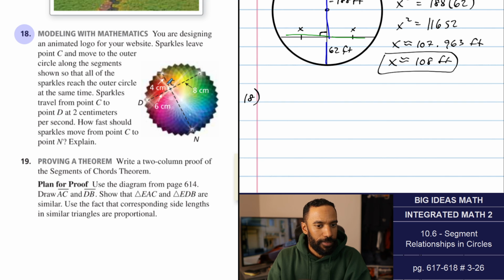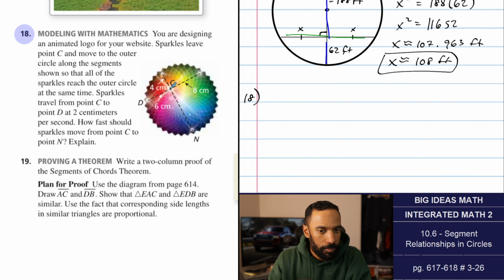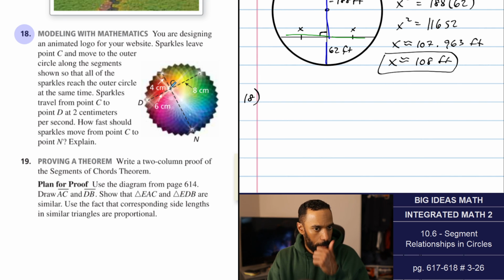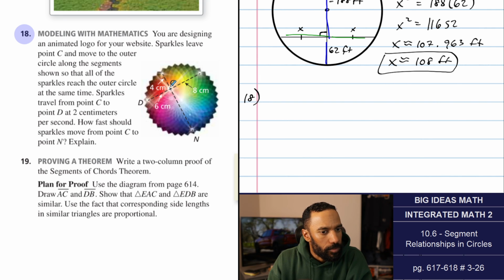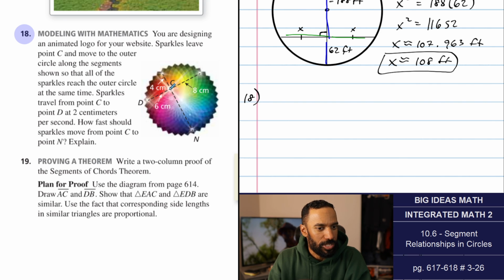Sparkles leave point C and move to the outer circle along the segments shown. So all the sparkles reach the outer circle at the same time. Sparkles travel from point C to point D. Where's D? There it is. At 2 centimeters per second.